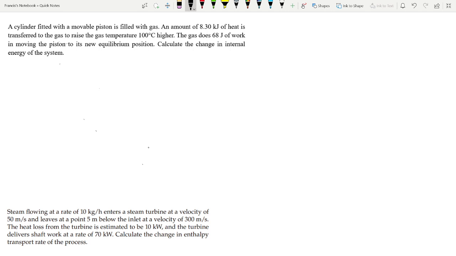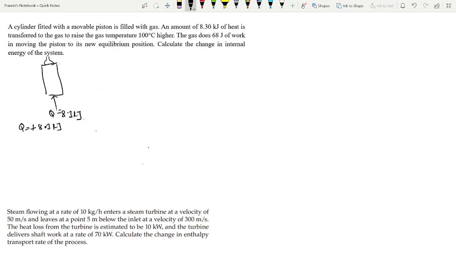An amount of 8.3 kilojoules of heat is transferred to the gas, so that we can draw our cylinder. So this is our cylinder with a piston. An amount of 8.3 kilojoules of heat is transferred to the gas. So we have our heat source here, an amount of 8.3 kilojoules. And because heat is being transferred, our heat here is positive 8.3 kilojoules.